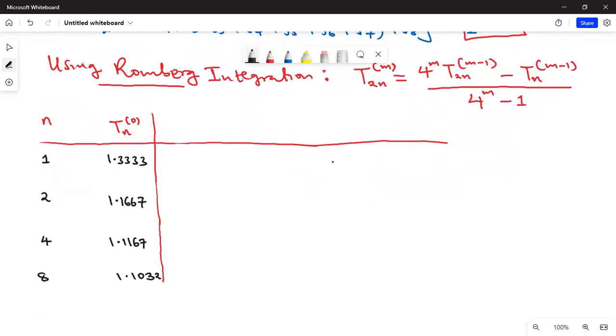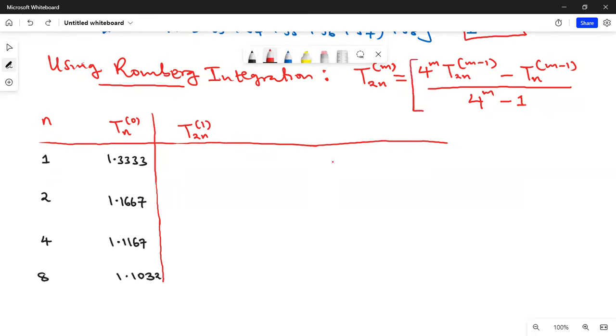Now, on the right-hand side of the vertical line, we will have here T2n at level 1. Now when m is 1, look at the formula. T2n at level m is given by this formula. So in that iterative formula, you simply substitute m equals 1. So when m is equal to 1, what are we going to get?